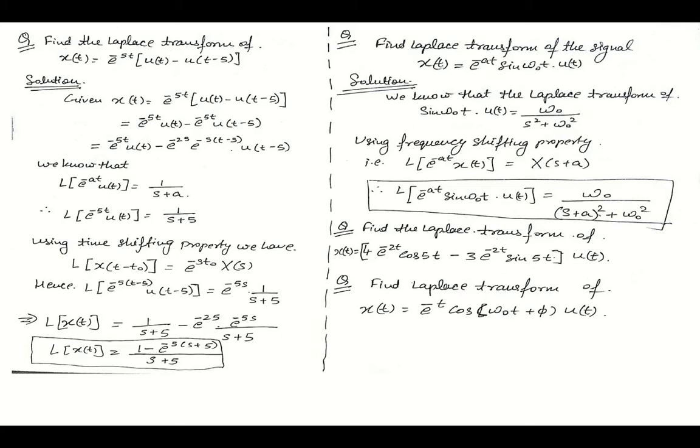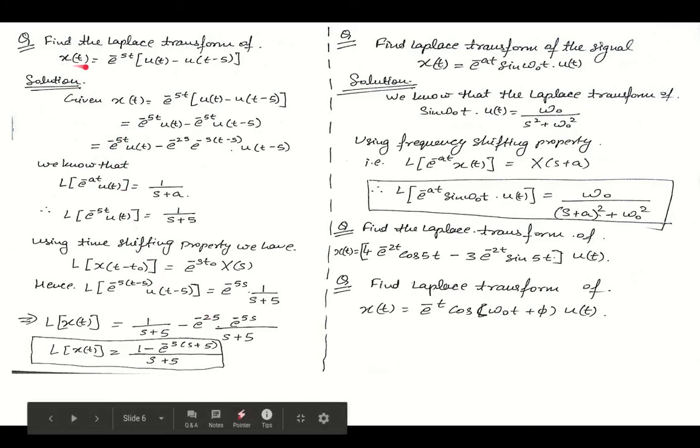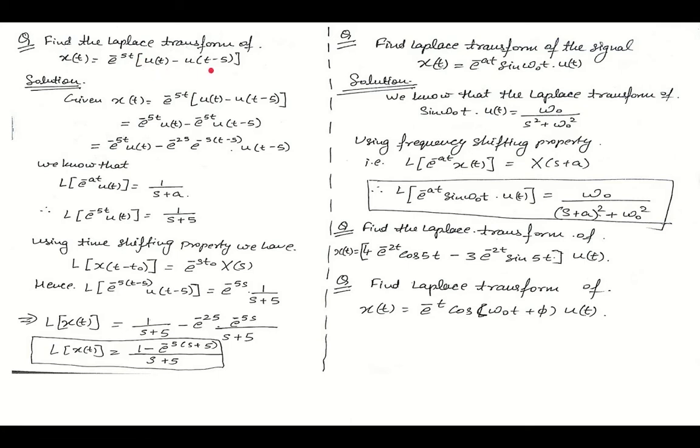Here we will be utilizing the time shifting property of Laplace transform. Now given is x(t) is equal to e to the power minus 5t into [u(t) minus u(t minus 5)]. Now since we have been given x(t) is equal to e to the power minus 5t into u(t minus 5), we have to find its Laplace.